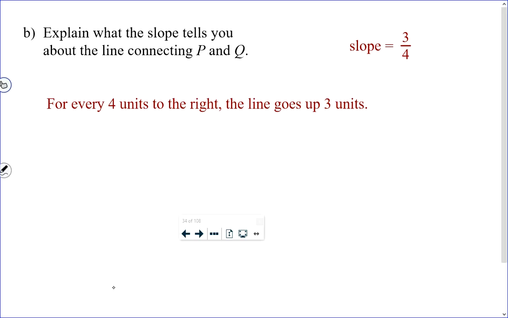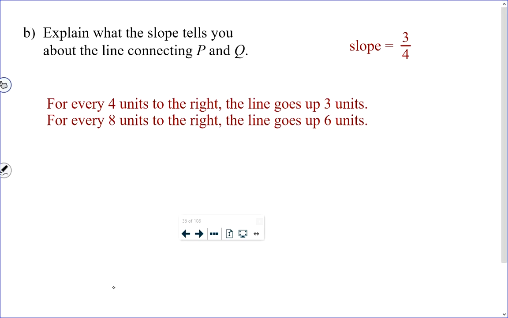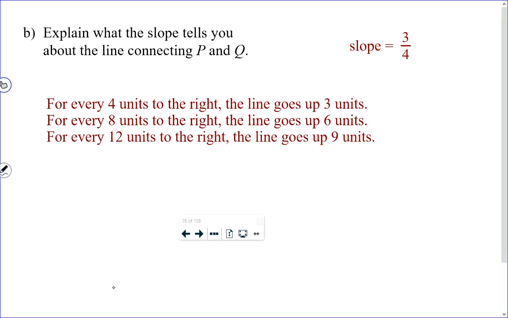I want you to make a note that I could say for every 8 units to the right, the line goes up 6. Or I could say for every 12 units to the right, the line goes up 9. What's important is it's a ratio of 3/4 for rise over run.